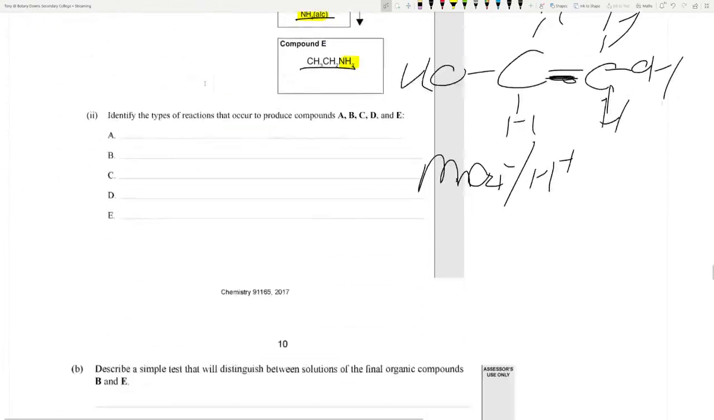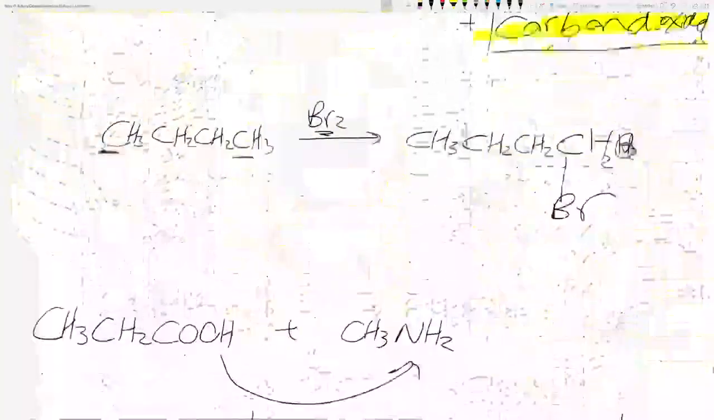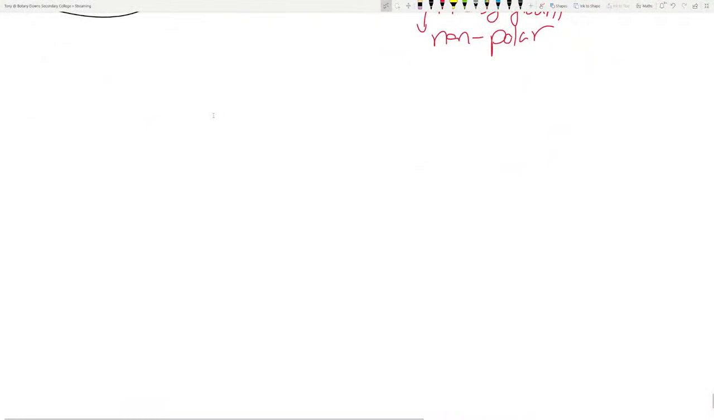Okay. Now I want to go through something really quick with the flowcharts. This is what I personally find helpful with the flowchart.